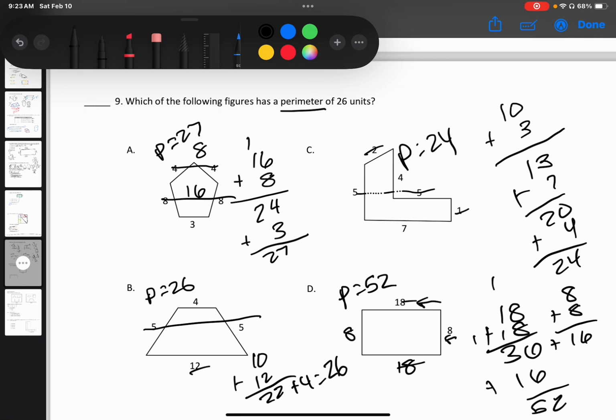What's going to get the kids here is oftentimes they will forget to label the other sides, and they will add 18 and 8 together, which would give you 26, and that would cause some confusion. I'm going to bet a lot of kids that miss this would miss it because they picked D, which would not be correct. You have to make sure you label all the sides before you add it together to find the perimeter. So here we were looking for the one with the perimeter of 26 units. The only one that fits that is going to be B.